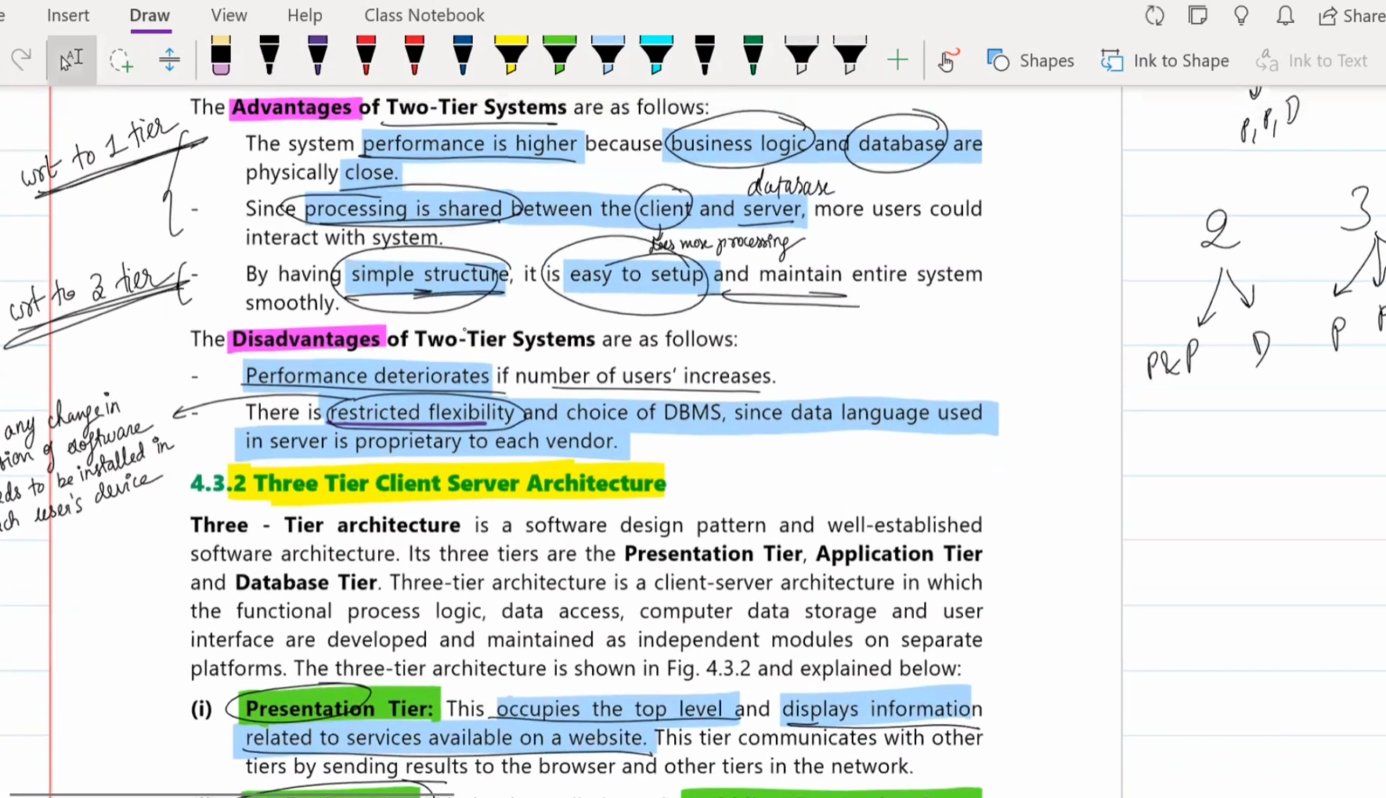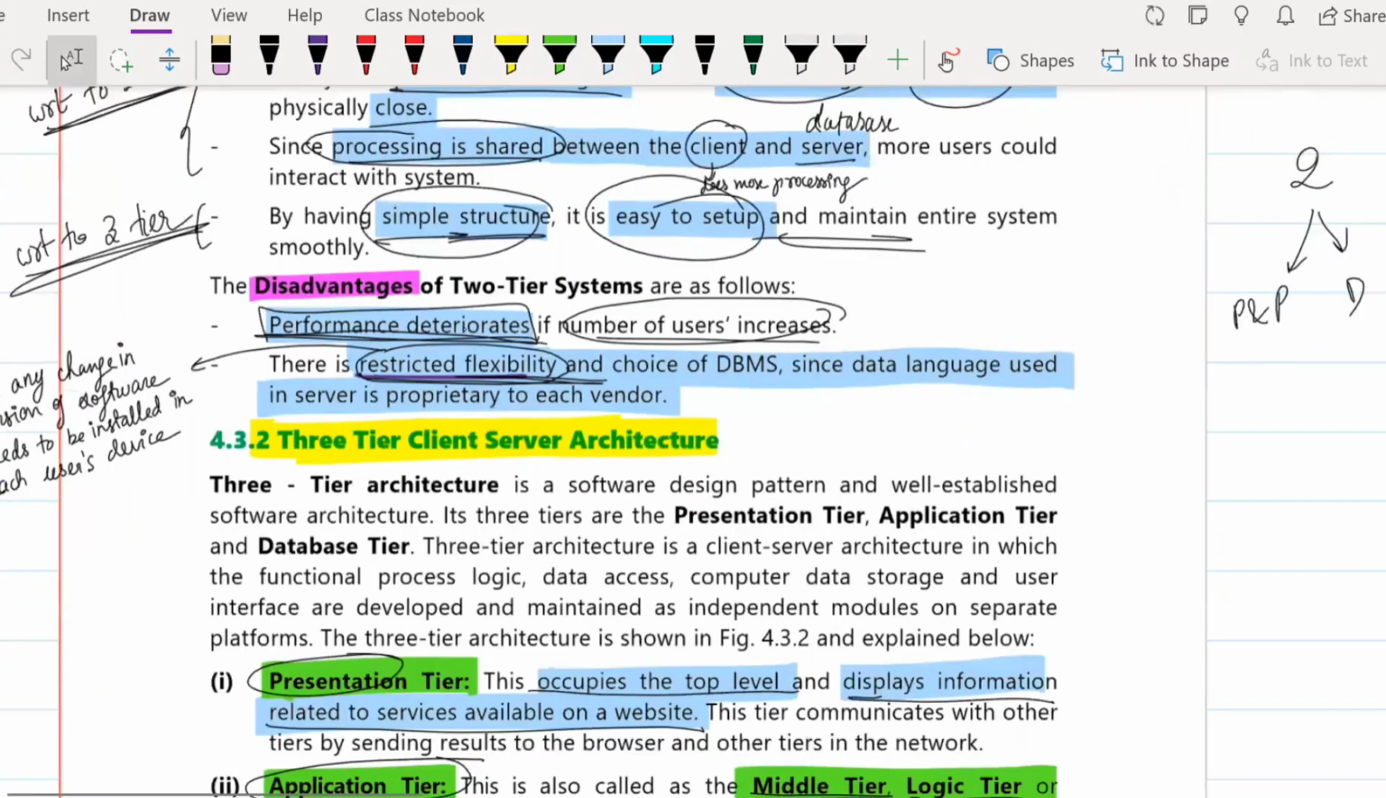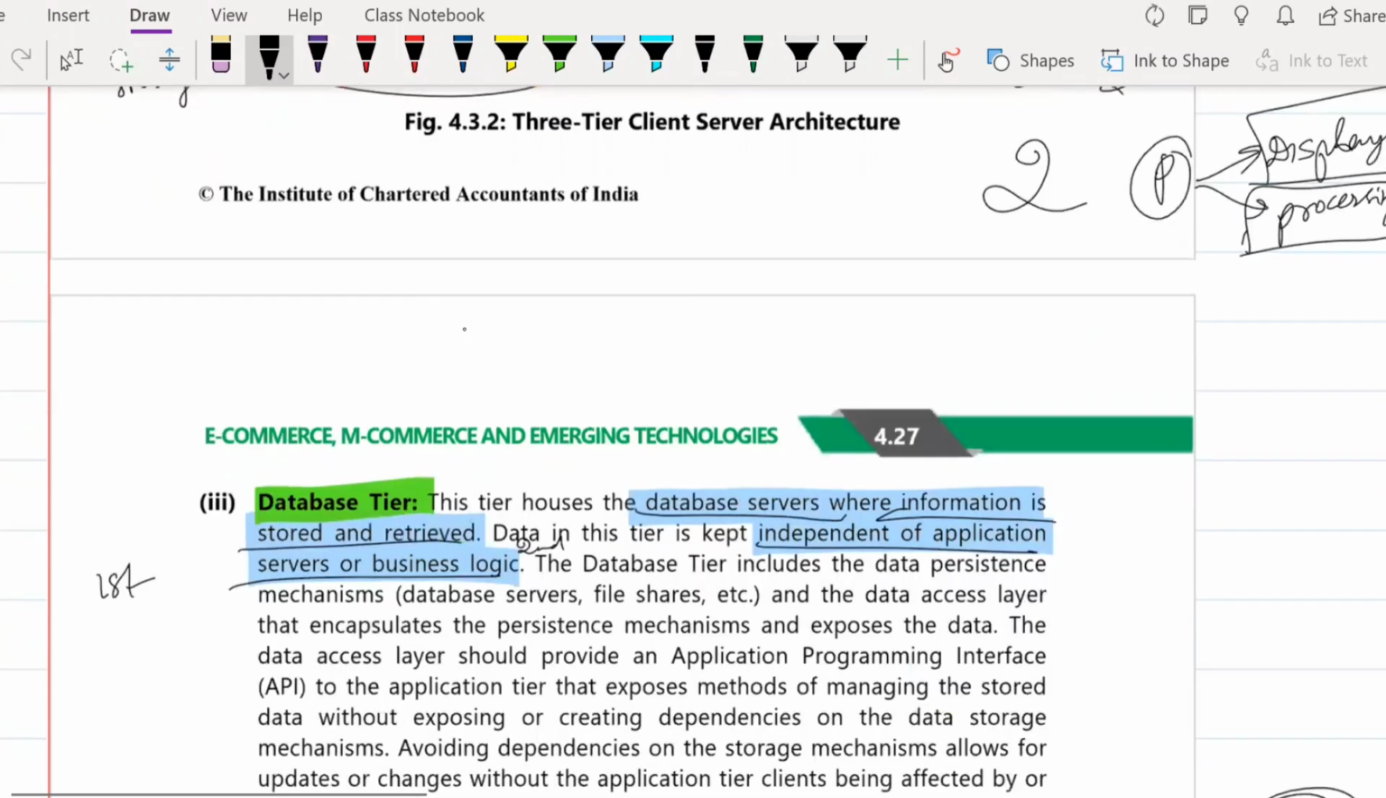What is the disadvantage of 2-tier system? First is that as the number of users increases, the performance is going to deteriorate. You all know as the load increases, the performance will come down. That is a natural thing. Second is there is a restricted flexibility. What restricted flexibility means, I'll come back to this point once I complete your 3-tier systems advantages and disadvantages. You will understand this point better there.